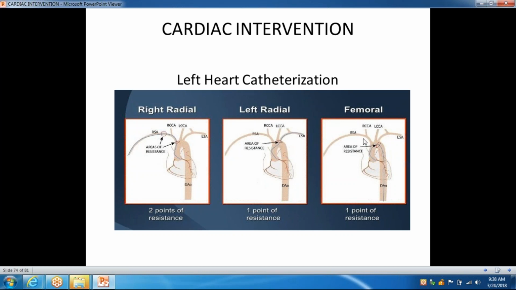For the femoral approach, remember now you're coming up the aorta. You're coming up the aorta. You're going to come to your descending aorta.